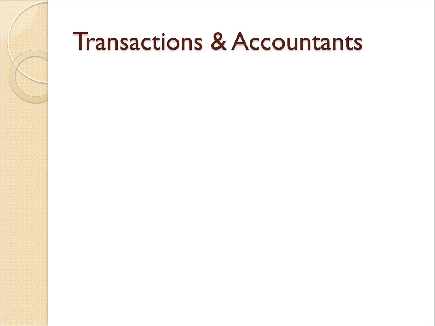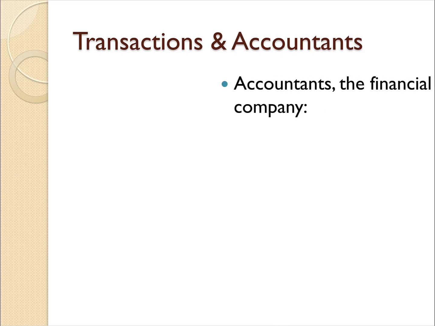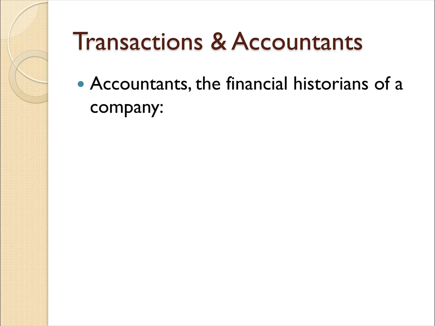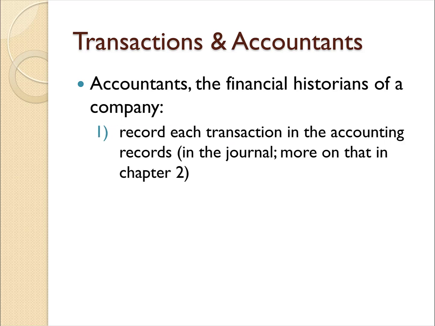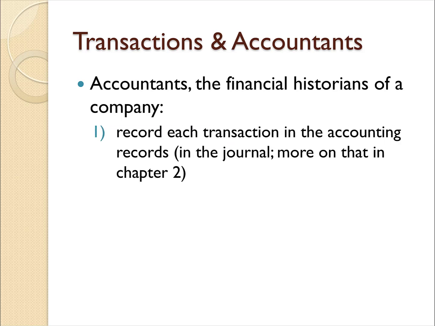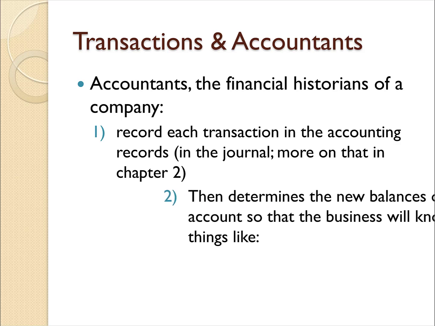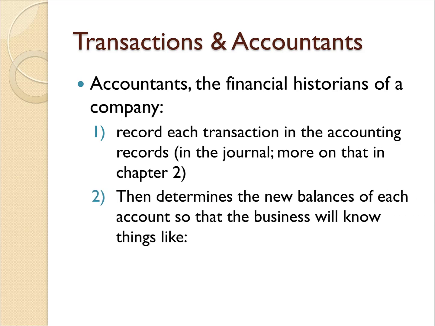So now let's talk about transactions and accountants. Accountants and bookkeepers are really just the financial historians of a company. Accountants and bookkeepers will record each transaction in the accounting records, and in Chapter 2, we'll find out that the place that they record these transactions is called the journal. But for this chapter, you don't need to memorize what the journal means. So after the accountant or the bookkeeper records transactions in the accounting records, they need to then determine the new balances of each account. Why?